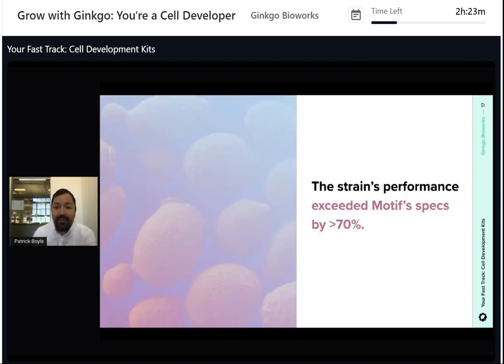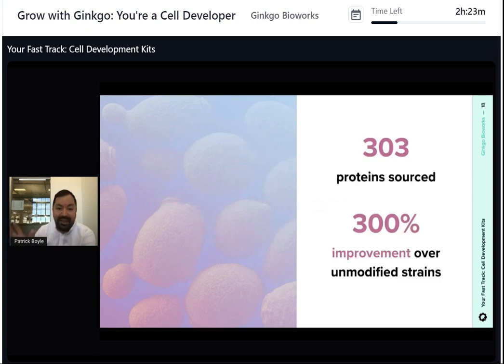And ultimately, that strain actually exceeded the specifications that we had set for ourselves with Motif for that strain by more than 70%. So ultimately, this experience was one that motivated us to say, okay, how do we take those best practices, what's worked well on projects like this? And again, our aim is not just to build an initial protein production strain, but actually put you on a path to commercial scale production. And how do we systematize that and make that more accessible to developers like yourselves? Again, I mentioned, more than a 300% improvement here over the unmodified strains.